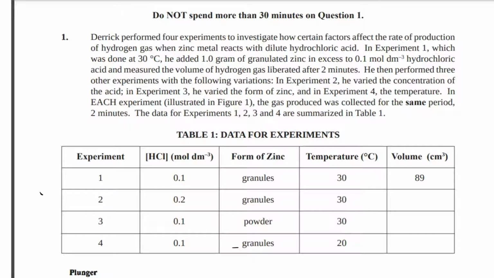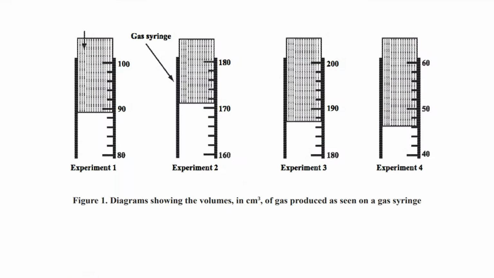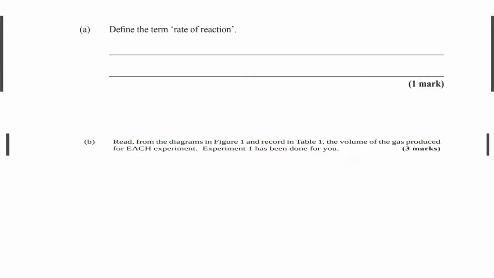So essentially, he's carrying out 4 experiments and changing the condition of one. Either it changes the concentration of the hydrochloric acid, or the form of the zinc, or the temperature in each experiment. And then he's measuring the volume of gas liberated. This is the gas syringe that is used to measure the volume of gas liberated. And the first question reads, define the term rate of reaction.